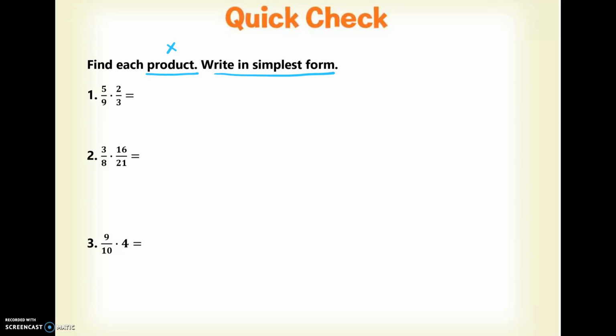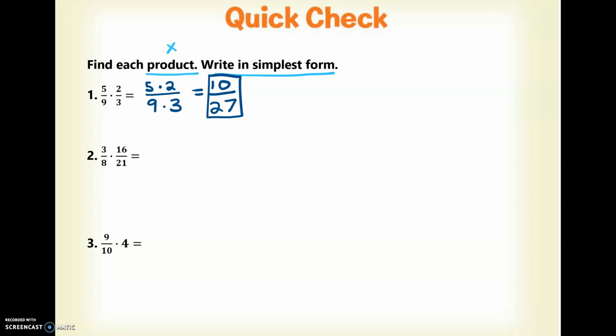So we're going to multiply our top numbers here. That's going to be 5 times 2, and then our denominators, or bottom numbers, 9 times 3, and then we just multiply that out. So 5 times 2 gives us 10 on the top, and 9 times 3 gives us 27 on the bottom. Then our next step would be simplify. In this case, no number goes into 10 and 27 evenly, so that's already in its simplest form.